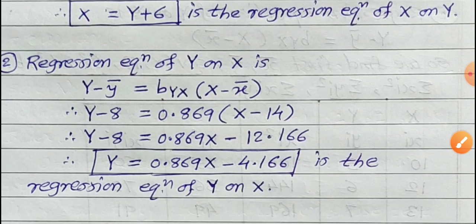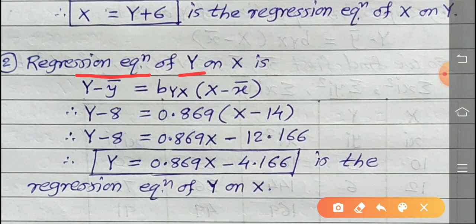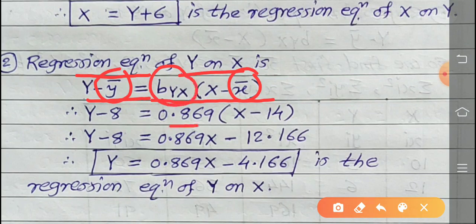Next, second, the regression equation of y on x. Write down the formula first: y minus y bar equal to byx into x minus x bar. Substitute the values: y bar is 8, x bar is 14 and byx is 0.869. So multiply into this bracket. 0.869 multiplied by x, so 0.869x.